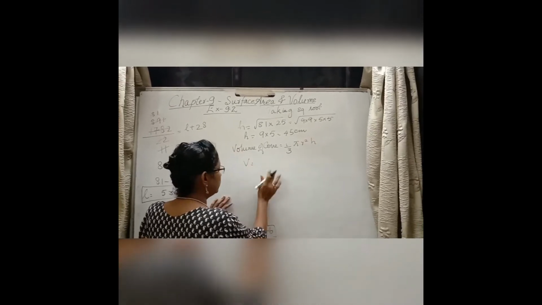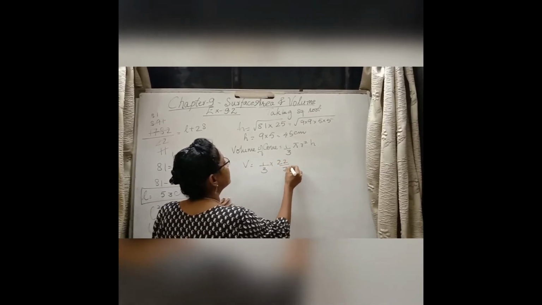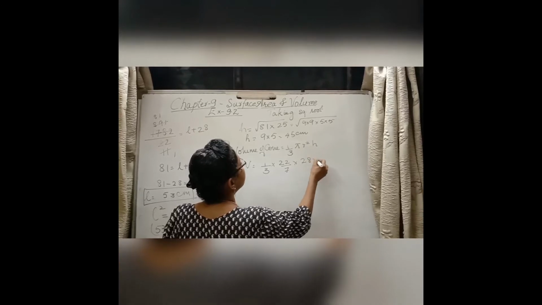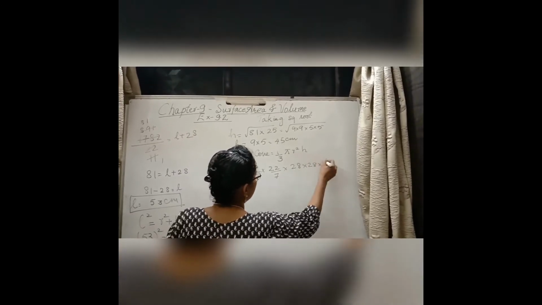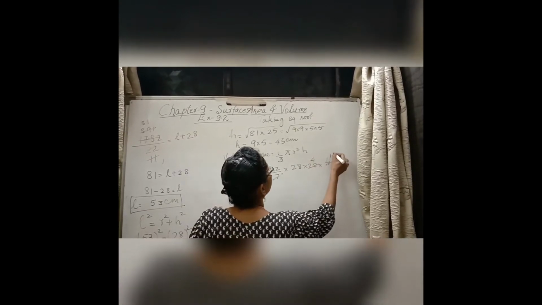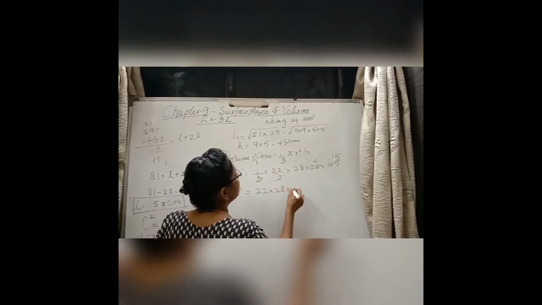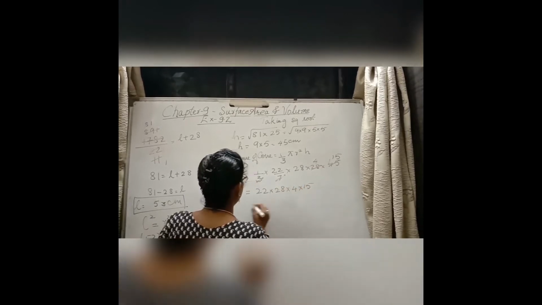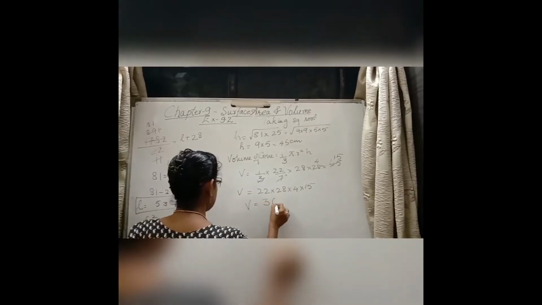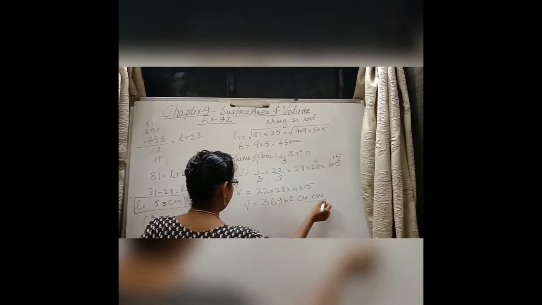So V is equal to 1 by 3 into pi, it is already given 22 by 7 into r is 28 into 28 into h is 45. So 7 4s are and 3 15s are. So V is equal to 22 into 28 into 4 into 15. So V is equal to 36960 cubic centimeter. Volume unit will be always cubic centimeter.